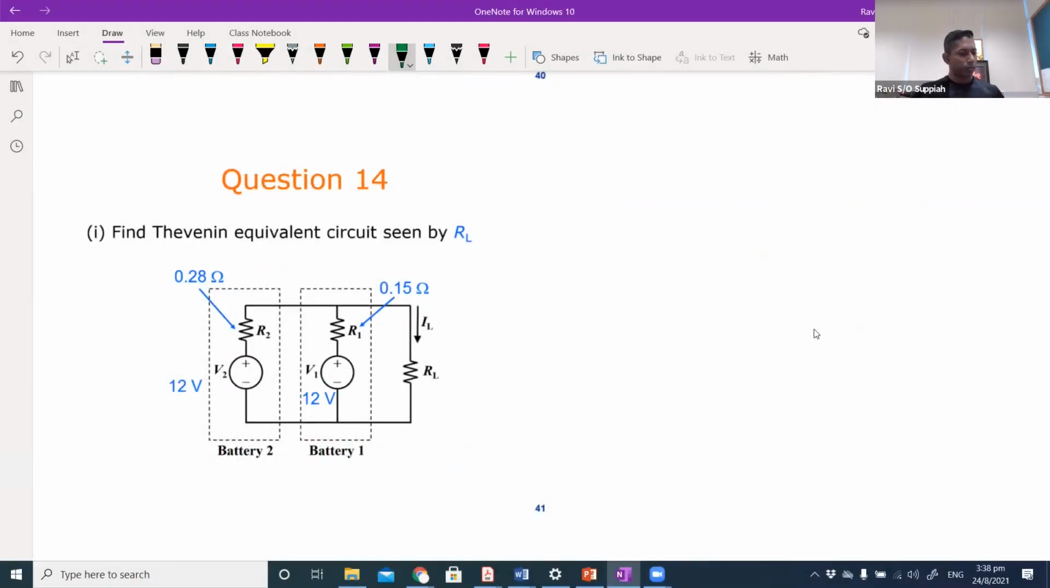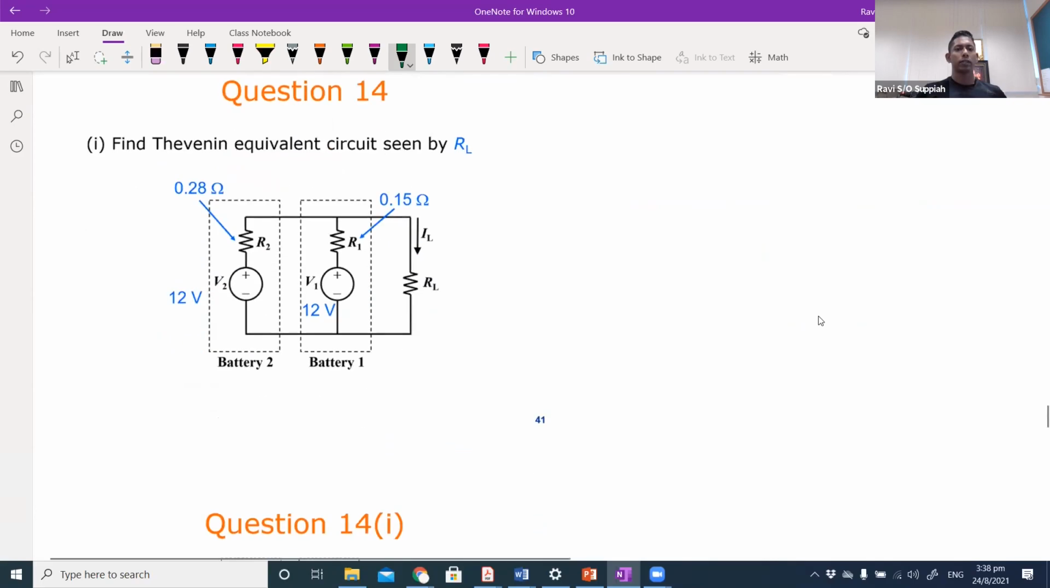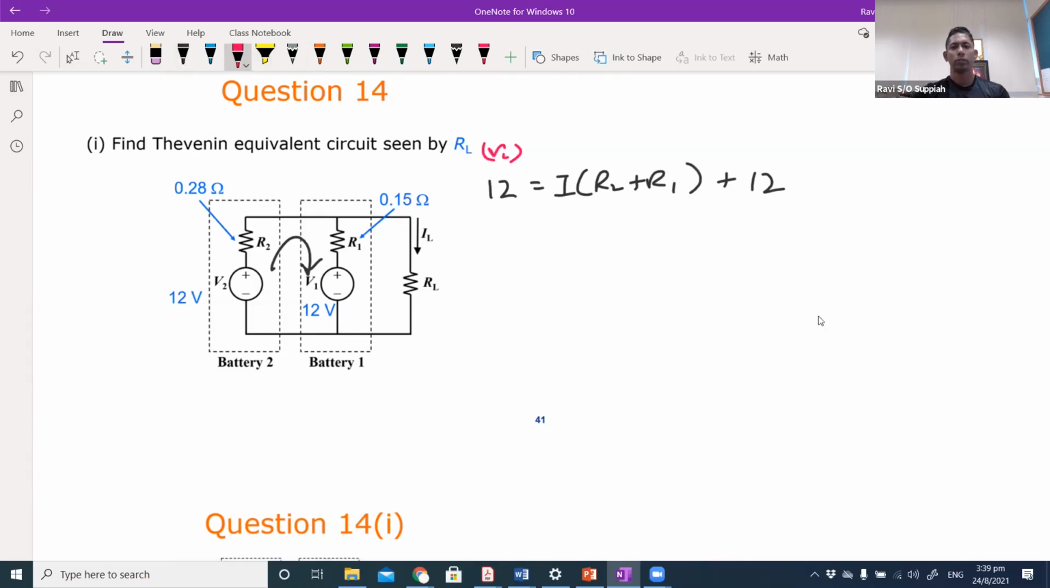Okay, question 14. Find the Thevenin equivalent circuit seen by RL. So this is exactly what we did in the studio where we have two batteries. If I look at this, the technique was we draw a loop, and then we come up with the expression. So we say that 12 is equal to I R2 plus R1 plus 12. Basically this is your V2, your battery 2, and this is your V1.